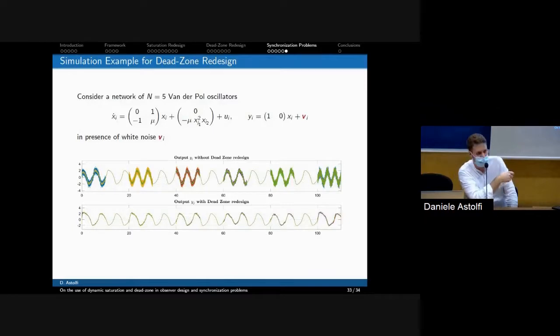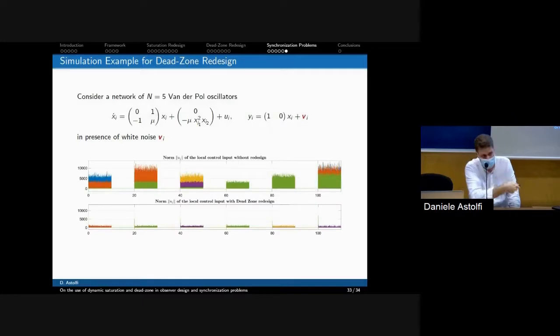And now this is another simulation in which we used the Van der Pol oscillator, which is nonlinear, and we applied white noise for 10 seconds, every 10 seconds. Again we see the difference between the nominal design and the design with the dead zone redesign technique that we applied. Again, in this case, the solutions remain closer to each other than with the nominal design. Also the effort that we put into controlling the system is smaller, due to the dead zone effect that cuts the measurement noise.